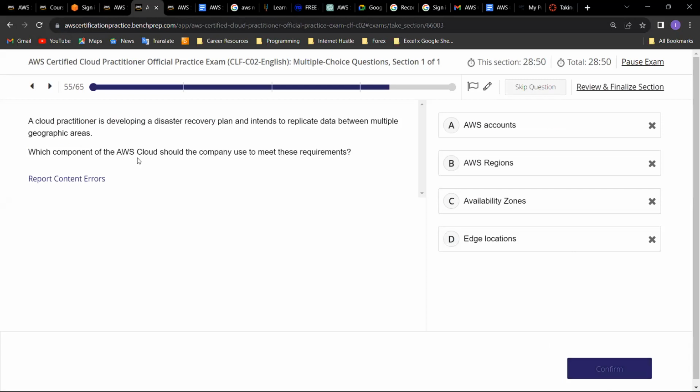Yes, B. A cloud practitioner is developing a disaster recovery plan and intends to replicate data between multiple geographic areas. Which component of the AWS cloud should the company use to meet these requirements? So the keyword here is what? Multiple geographic areas. Okay, so I'm saying C, and then B, and then plenty of B's. So question 55.